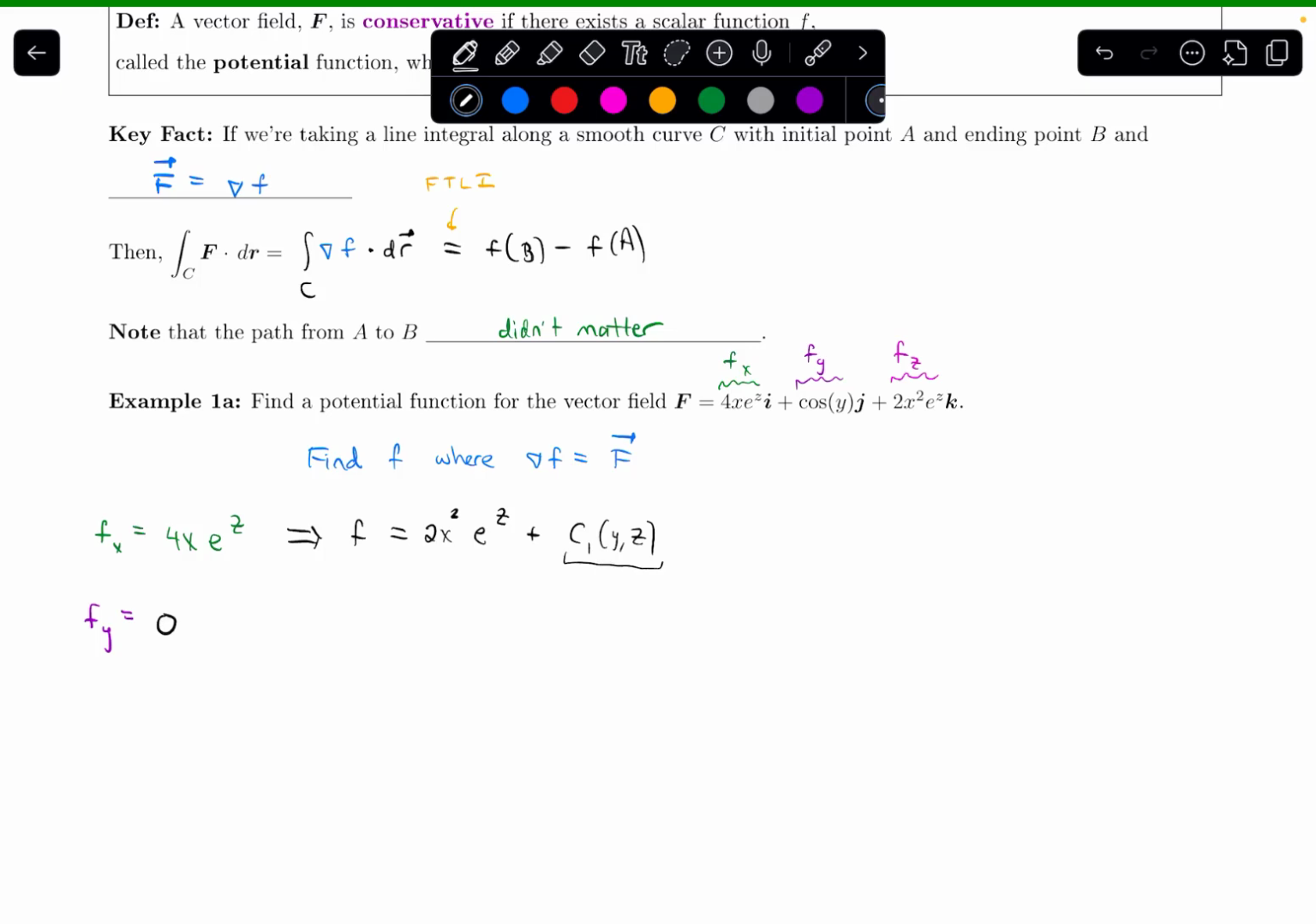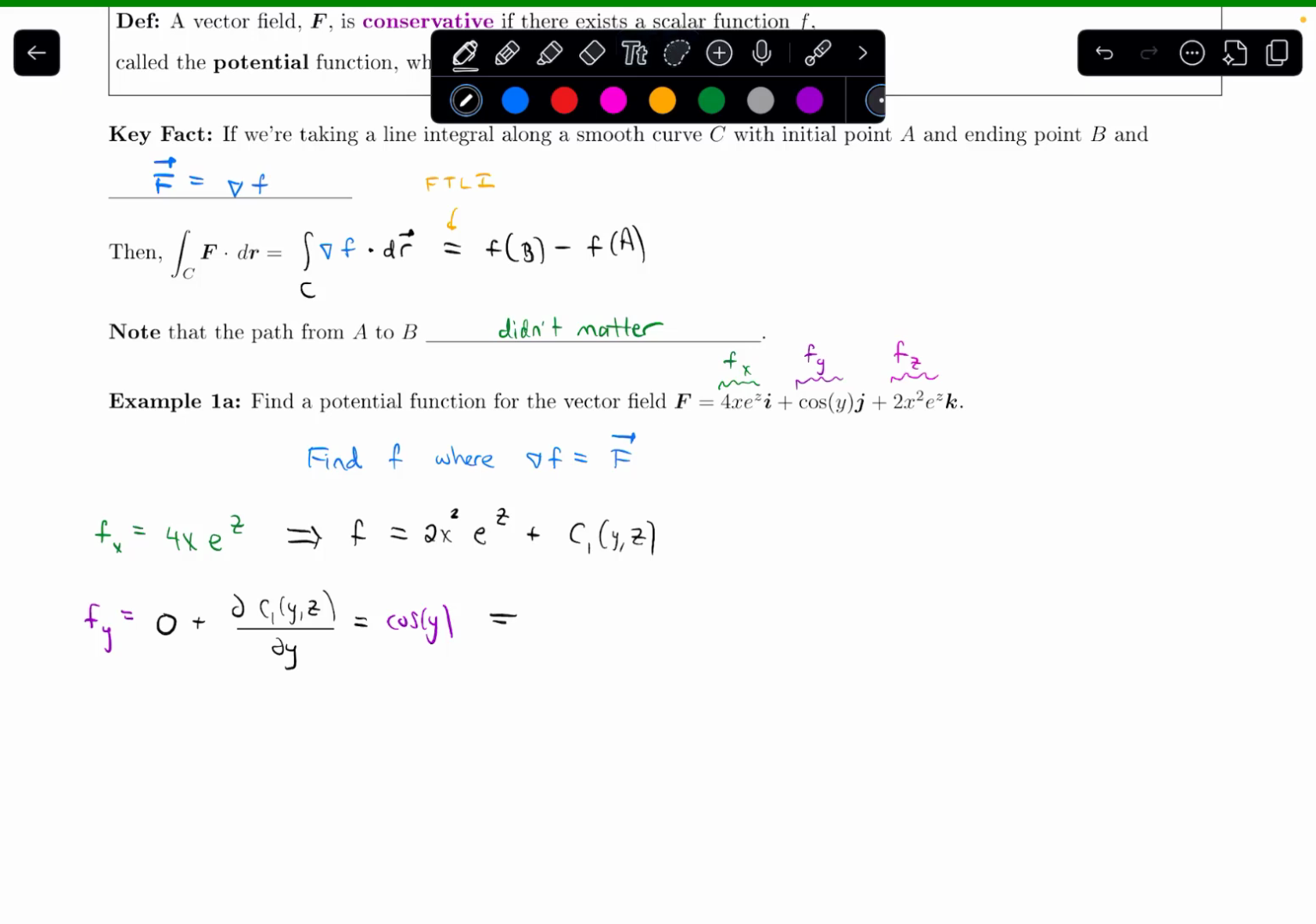For this next term, there are y's in it. In fact, there are also z's. So I'm going to need to take a partial derivative of that, which I can just write as partial of c1 of y comma z over partial y. That's just how I notate that I'm doing its partial derivative with respect to y. And to match that up, this should be equal to cosine of y. So I need the partial of c1 with respect to y to be equal to cosine of y.